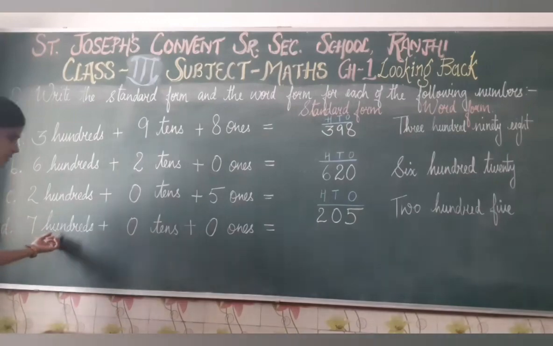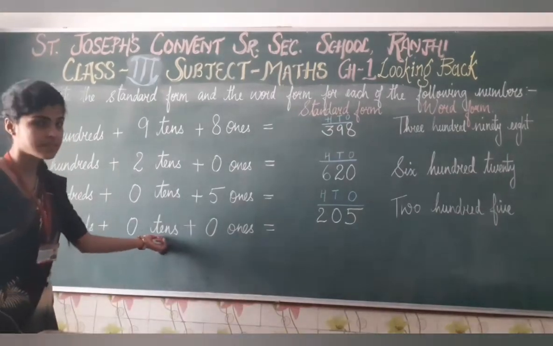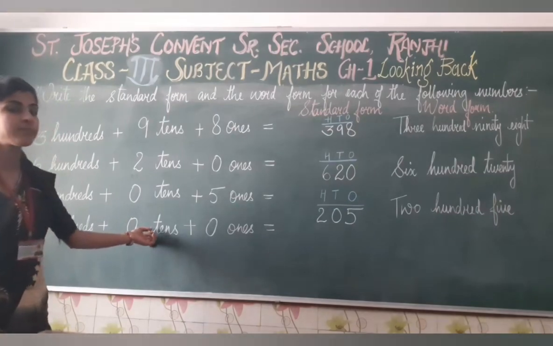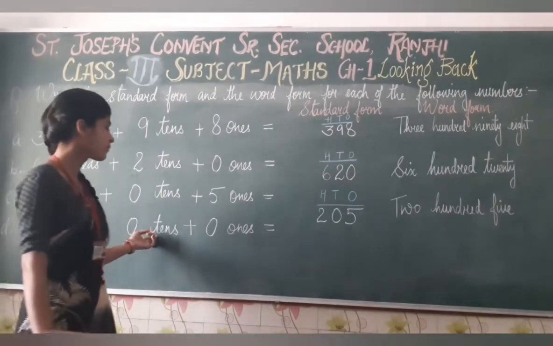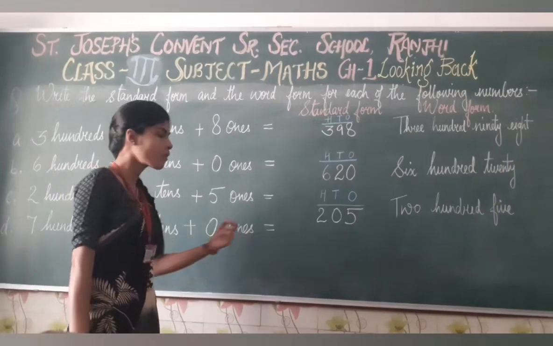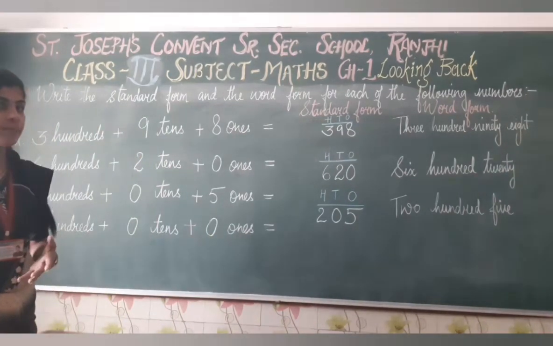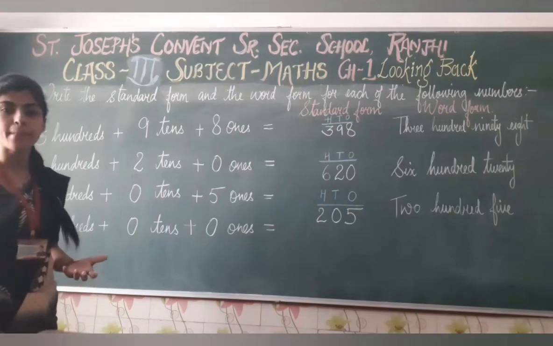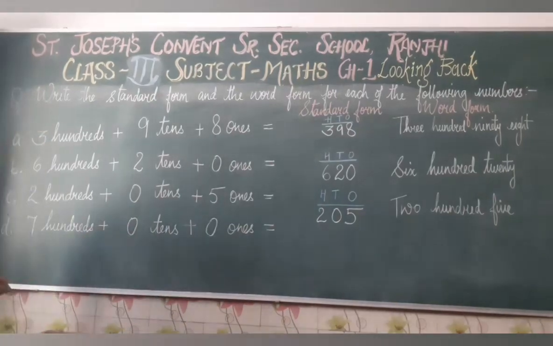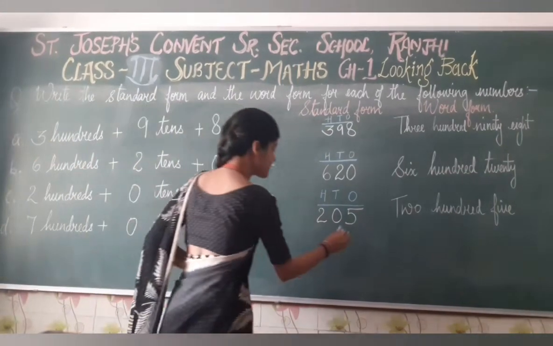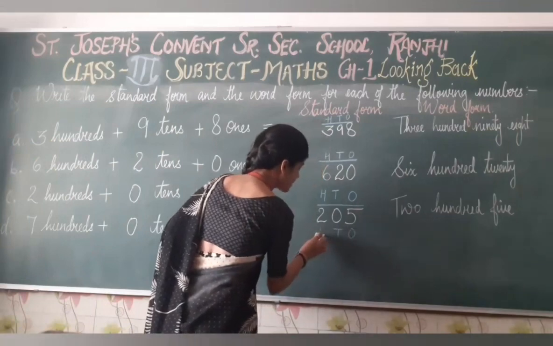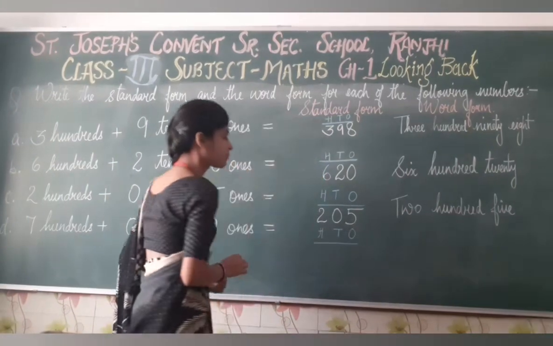7 hundredths plus 0 tens. See children, again we got 0 tens. How many zero tens with us? Plus zero ones. Now how many ones are there? There are again zero ones. So let us form the number looking at this expanded form. Okay. So first we are going to write the places. Let's mark the places. Ones, tens and hundreds.